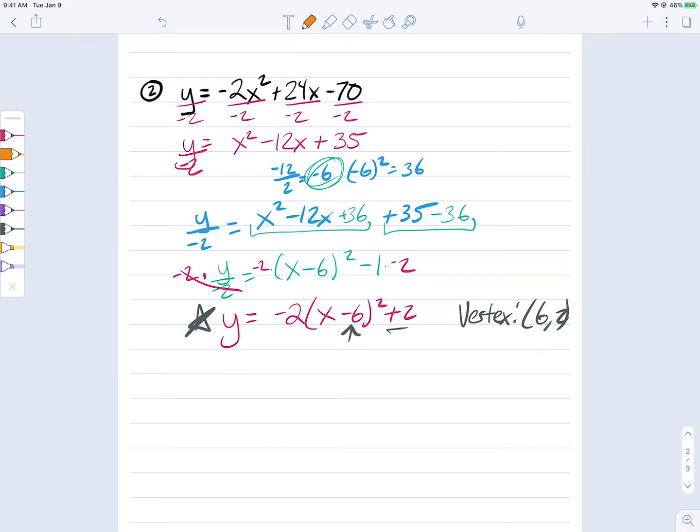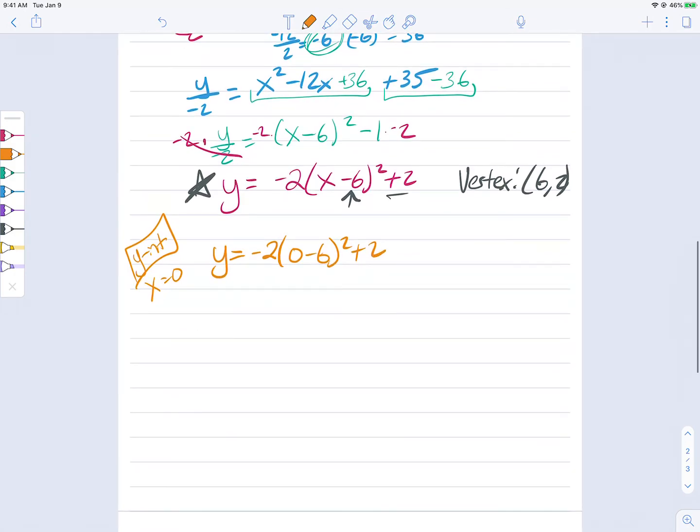So now if I want to find my y-intercept, at my y-intercept, I make x 0. So using my vertex form, y equals negative 2 times 0 minus 6 squared plus 2. 0 minus 6 is negative 6, squared is 36. So if I do 36 times negative 2, I get negative 72 plus 2, and that's negative 70, which means the y-intercept of this equation is at 0, negative 70.